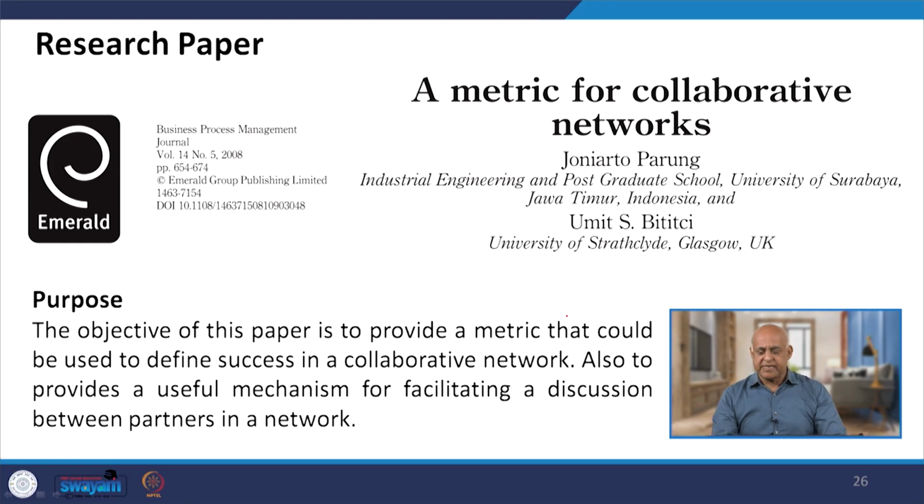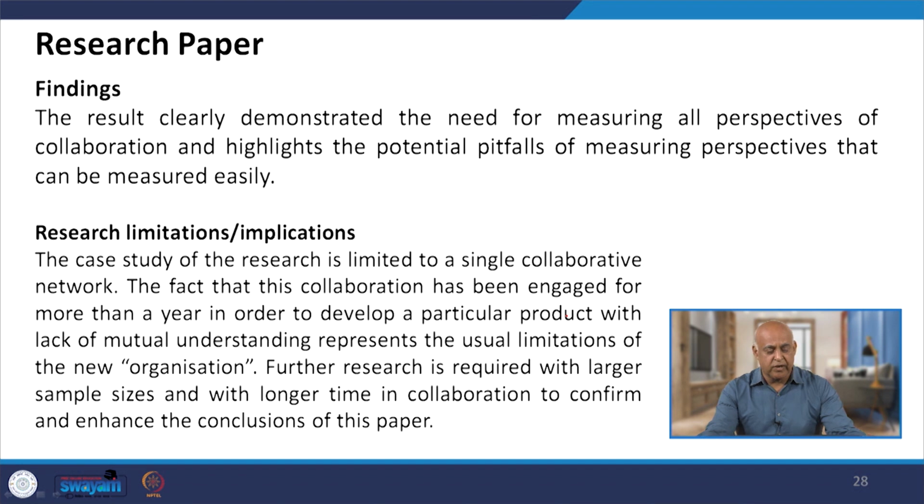Now, here you will find a research paper which talks about a metric for collaborative networks. The objective of this paper is to provide a metric that could be used to define success in collaborative networks, and also to provide a useful mechanism for facilitating a discussion between the partners in a network. The findings clearly demonstrate the need of measuring all perspectives of the collaboration and highlight the potential pitfalls of measuring only perspectives that can be measured easily.